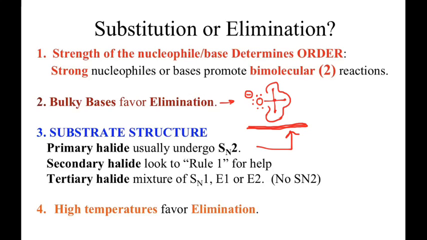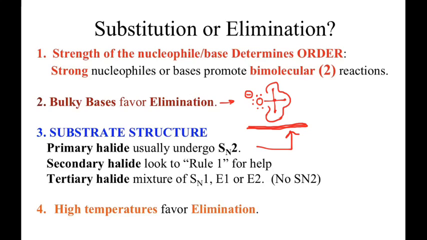If you have a secondary halide, this one's a bit of a raw deal to get. It says to look to Rule 1 for help. Why? Because if you have a secondary halide, all mechanisms are possible. You get the SN1, E1, SN2, and E2. So you need to find something else to try and push you to one mechanism versus another. If you don't find anything else, you have to assume all four are possibilities and run the reaction to see, maybe you only get one product out of that or two products out of that.